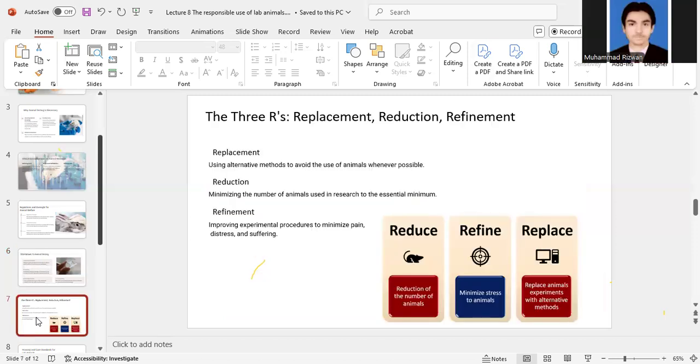Then we have to focus on the three R's for the animals. That is replacement, just like we discussed in our previous slide about the replacement that we can use. The epidemiological studies: that's one thing we can go for.